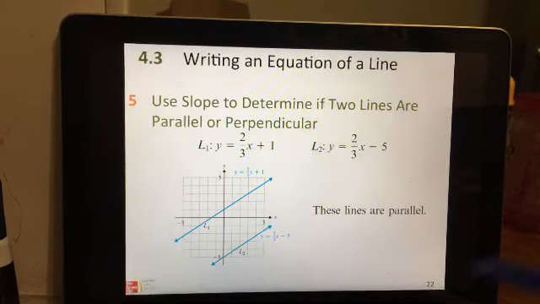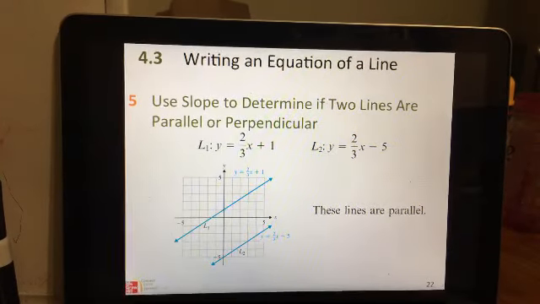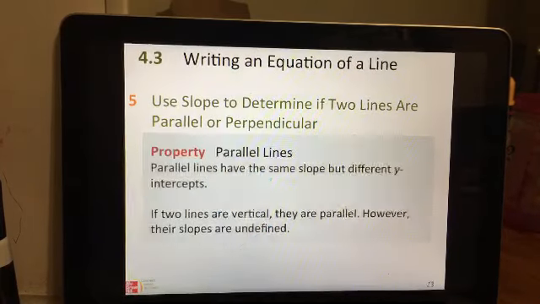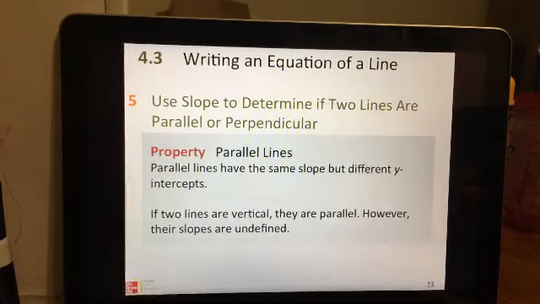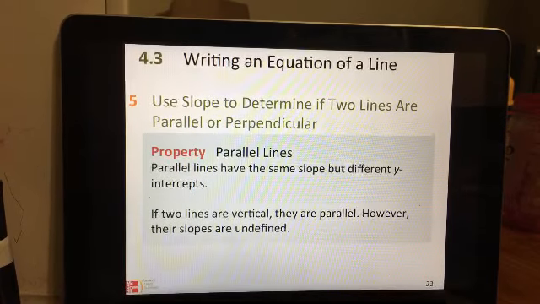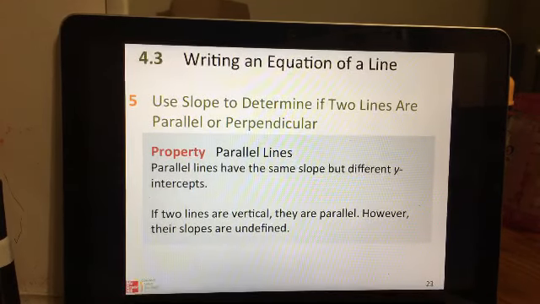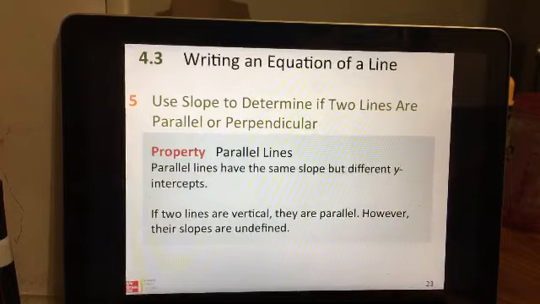Now look at these two lines, line 1 and line 2. What do they have that is the same? They have the same slope. So here's our formal definition: parallel lines have the same slope but different y-intercepts. If two lines are vertical, they are parallel, however their slopes are undefined. So we can have two vertical lines; they are still parallel, but their slopes are undefined.